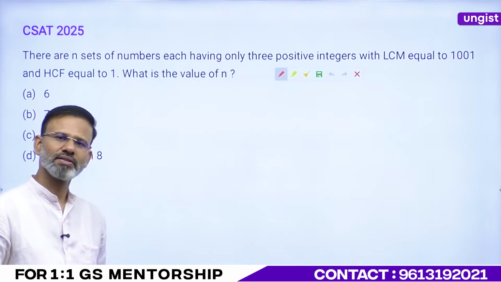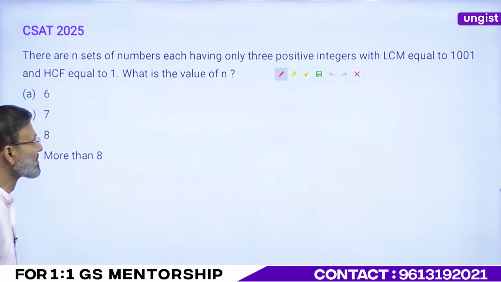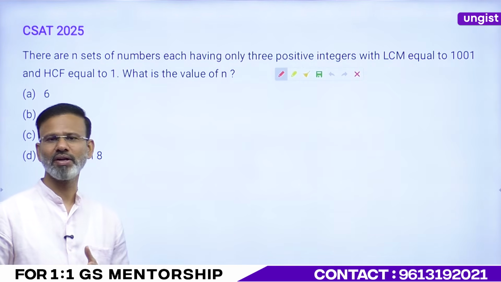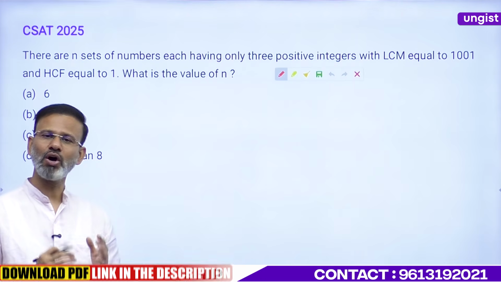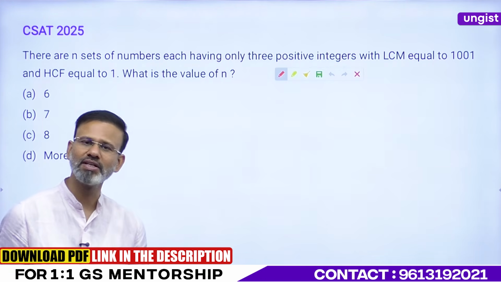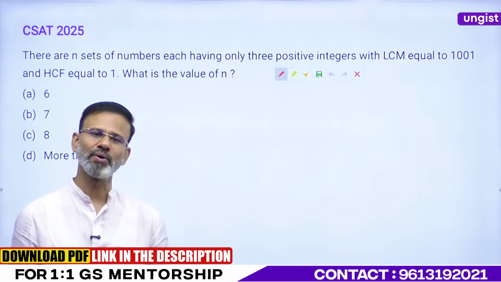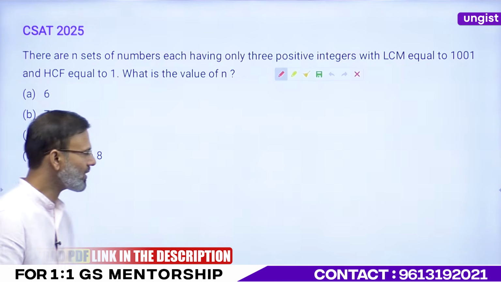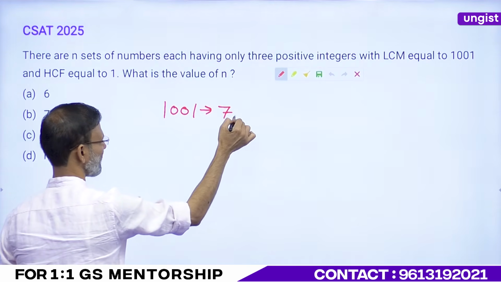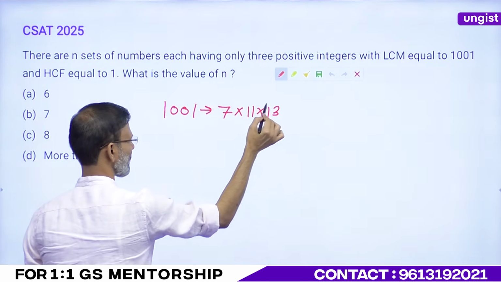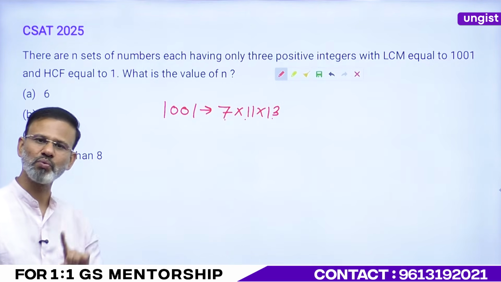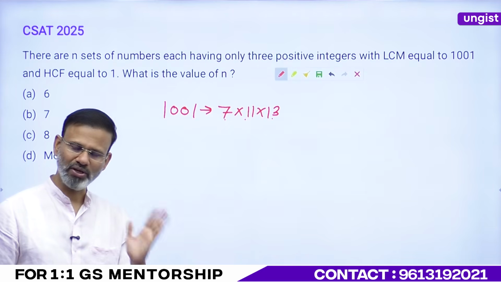Now, the next question is saying there are 3 integers whose LCM is 1001 and whose HCF is 1. How many such triplets are possible? If you factorize 1001, this is 7 into 11 into 13. So the question is asking how many such triplets are possible whose HCF is 1 and whose LCM is 1001.